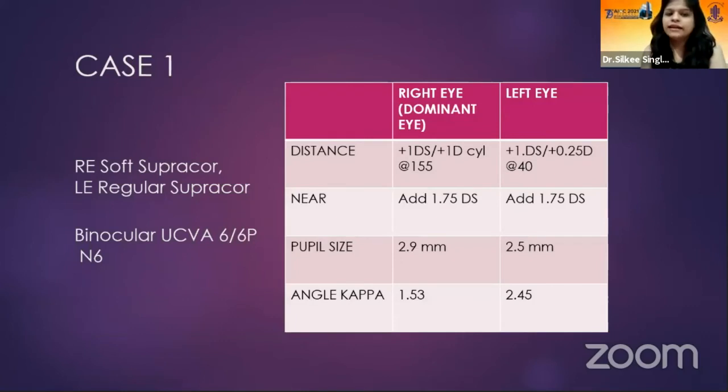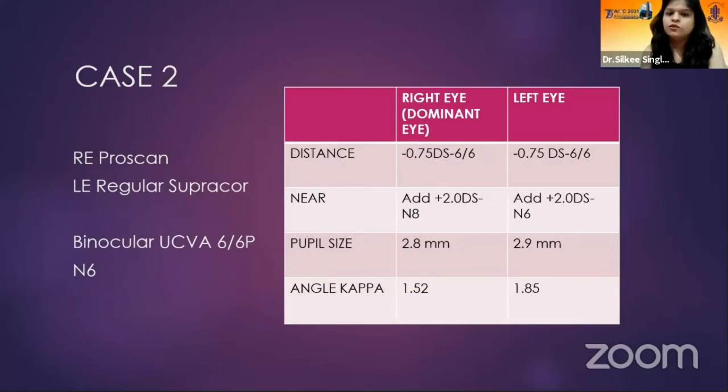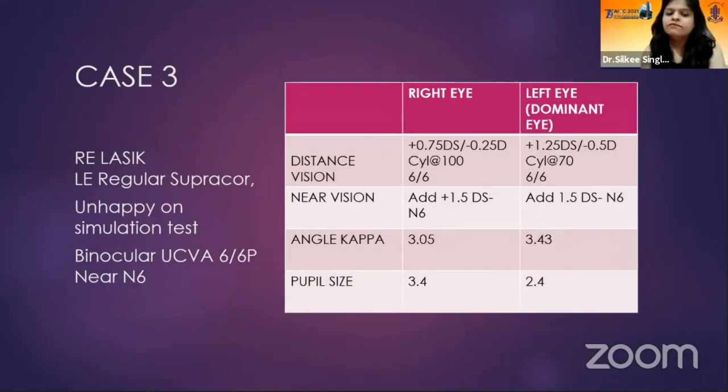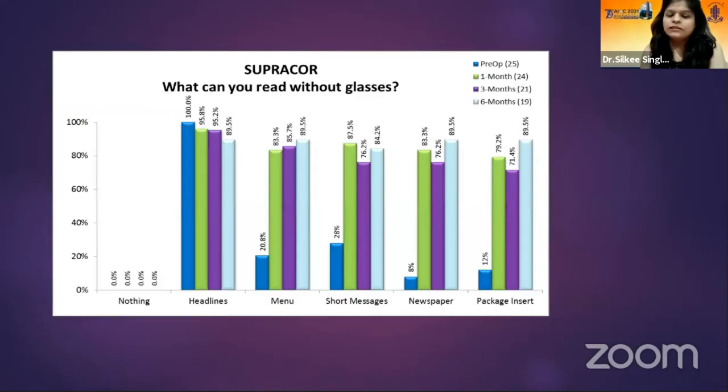Case 1, we have right eye soft SupraCore with the left eye regular SupraCore who underwent the surgery, with a binocular uncorrected visual acuity of 6/6 and N6. While case 2 was a happy patient. In case 3, we found the patient unhappy on the simulation test, so we did only LASIK in the right eye with no correction in the left eye. On subjective questionnaire based unaided reading acuity.